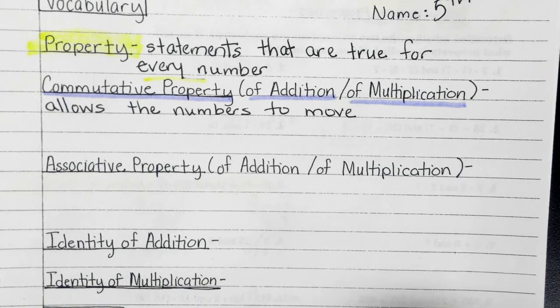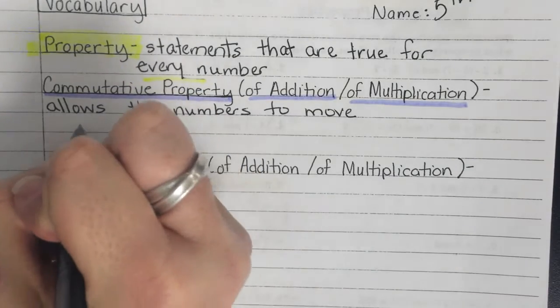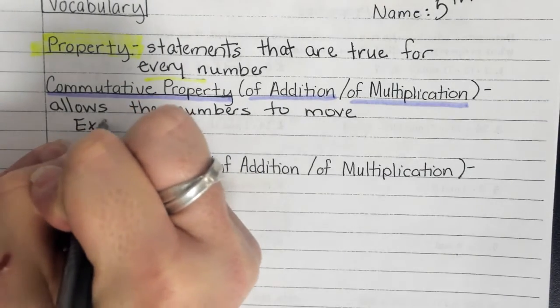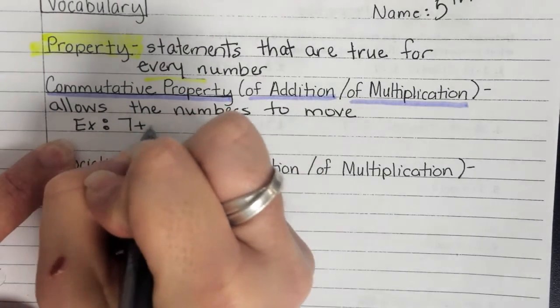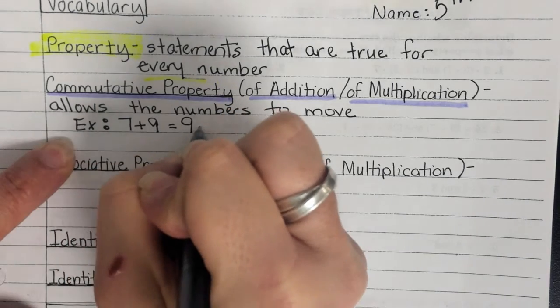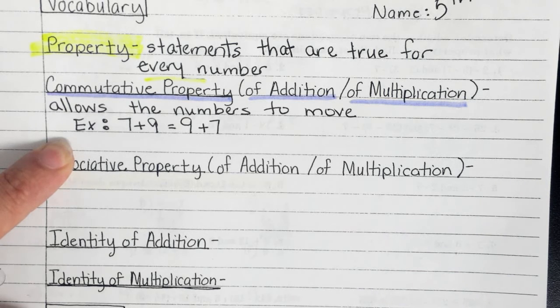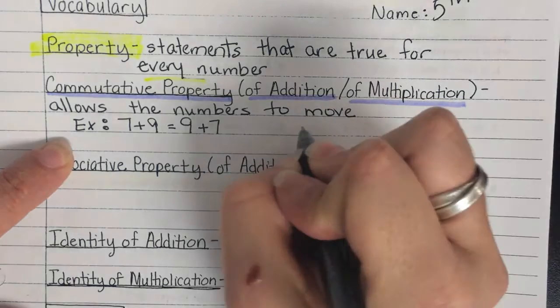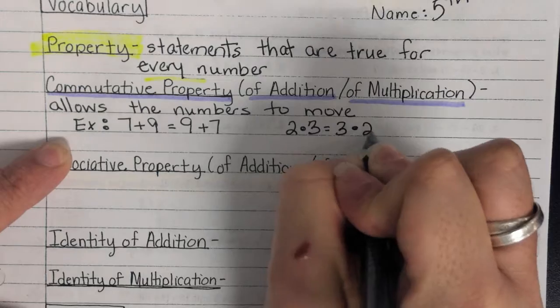Now, examples are what makes or breaks you right here. I need you to write the examples. They're going to help you in a few minutes. An example of commutative property is 7 plus 9 is equal to 9 plus 7. If I flip-flop them, I get 16. I get the same answer. I could do multiplication: 2 times 3 is the same as 3 times 2.